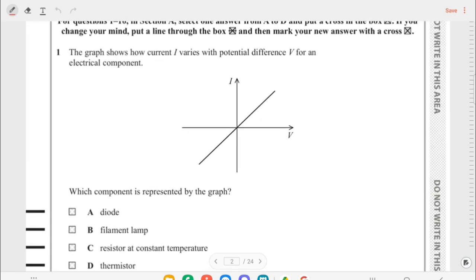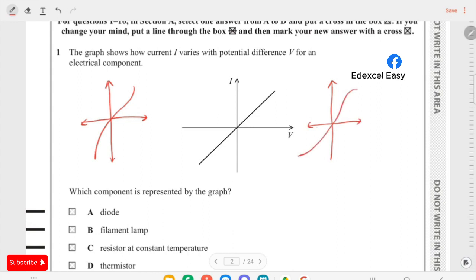In question 1, it says the graph shows how the current I varies with the potential difference V for an electrical component. Each component is represented by a graph. We know that we saw four IV graphs: one for the thermistor, one for the filament bulb, one for the diode, and one for the resistor at constant temperature. If I recall all the graphs that I have taught for the IV graphs, the first one was for the filament.